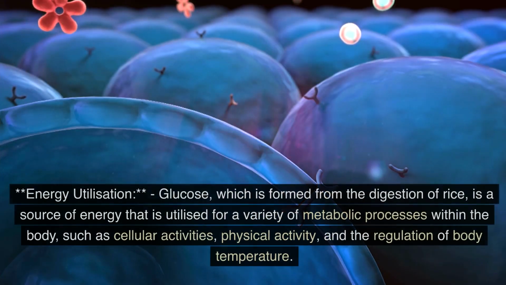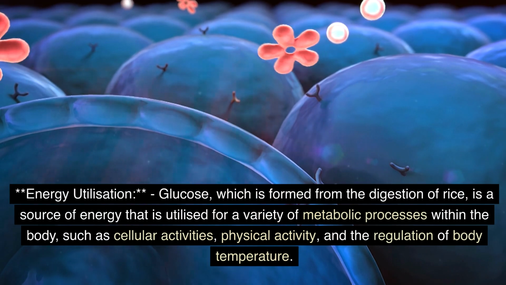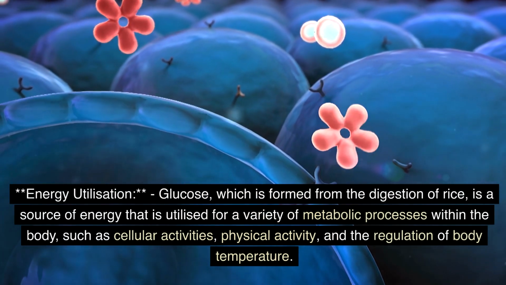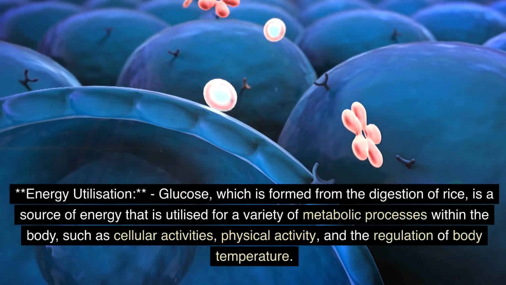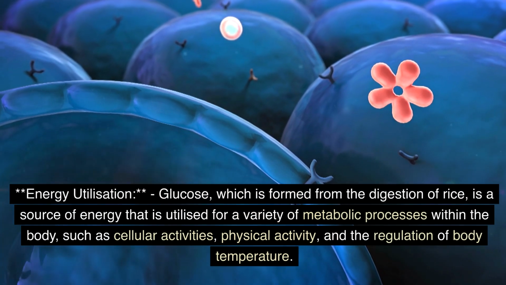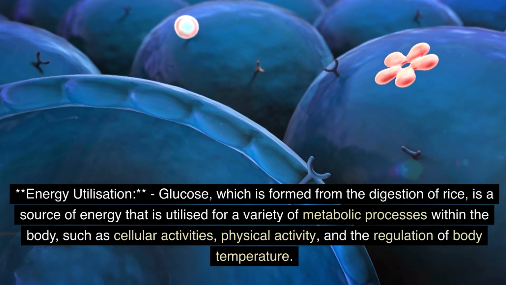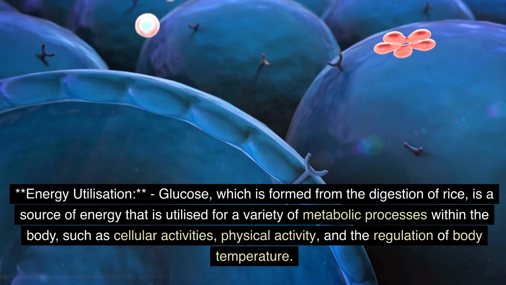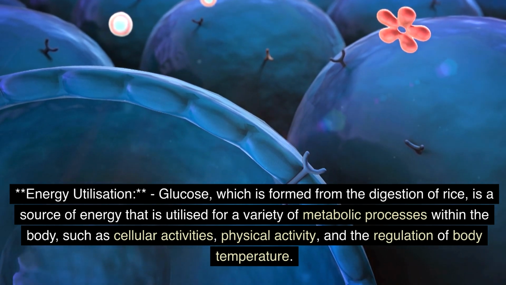8. Energy utilization. Glucose, which is formed from the digestion of rice, is a source of energy that is utilized for a variety of metabolic processes within the body, such as cellular activities, physical activity, and the regulation of body temperature.